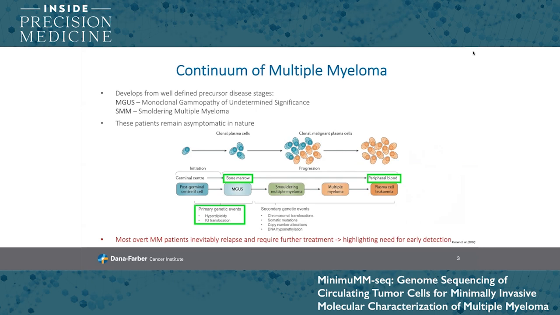I also wanted to highlight here that while this is mainly occurring in the bone marrow compartment, myeloma also has a peripheral blood component. And despite the development of effective therapies which have improved patient outcomes, most myeloma patients inevitably relapse and require further lines of treatment. This highlights the need for improvement in early detection methods.